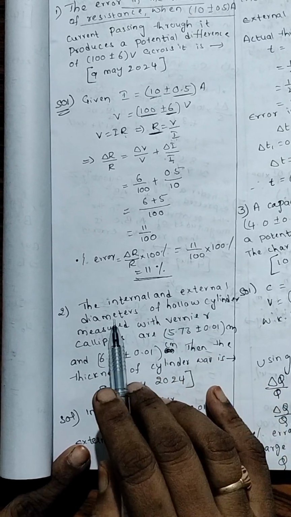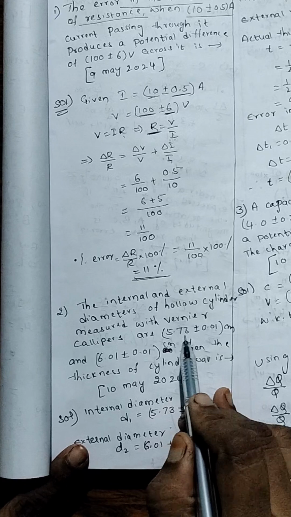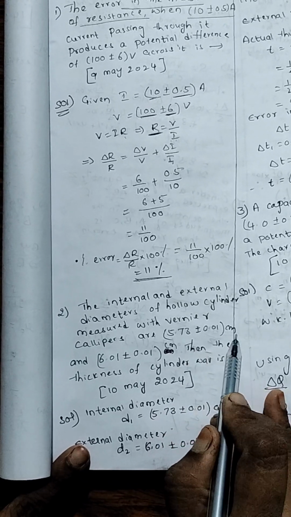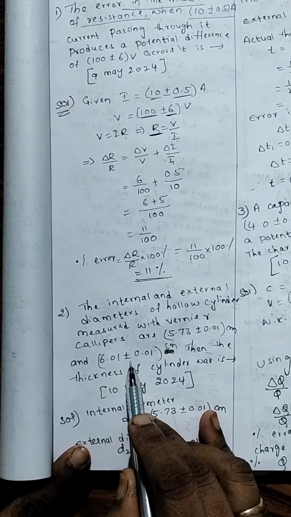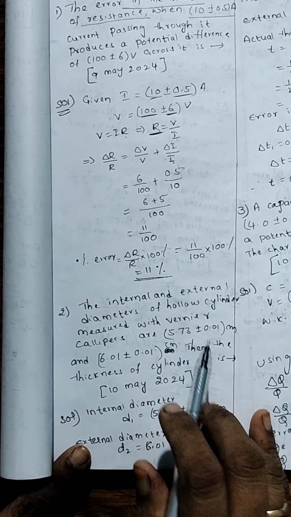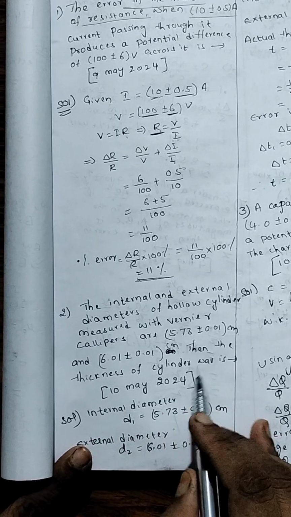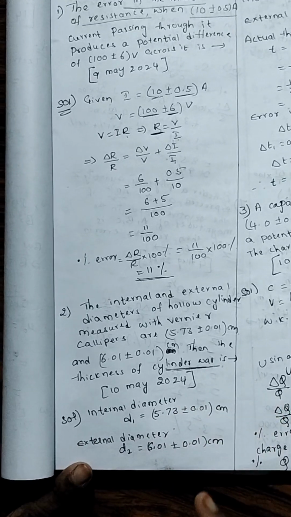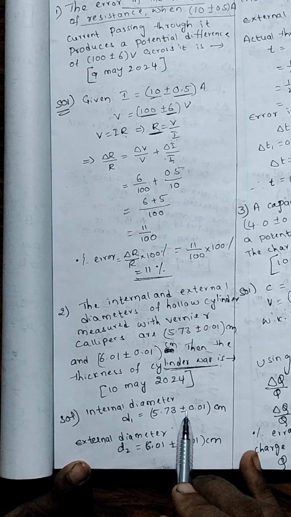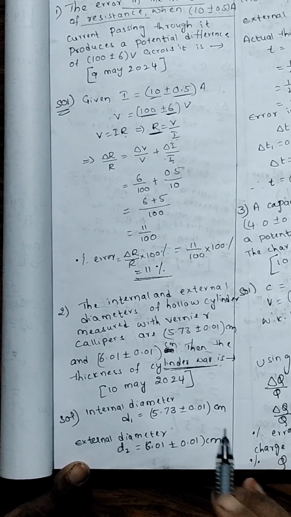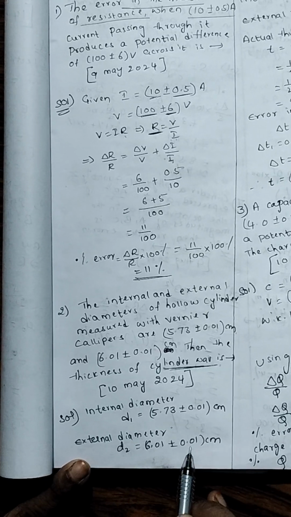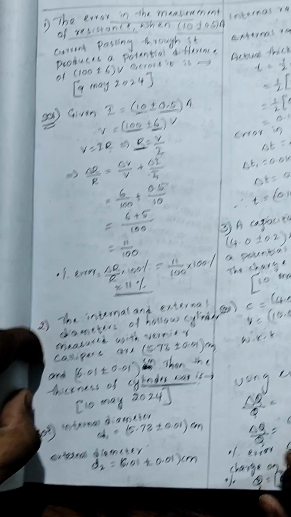The internal and external diameters of a hollow cylinder he gave as 5.73 plus or minus 0.01 centimeter and 6.01 plus or minus 0.01 centimeter, measured by vernier calipers. Then the thickness of the cylinder wall he is asking to find. First the internal diameter D1 is 5.73 plus or minus 0.01 centimeter. External diameter D2 is 6.01 plus or minus 0.01 centimeter.